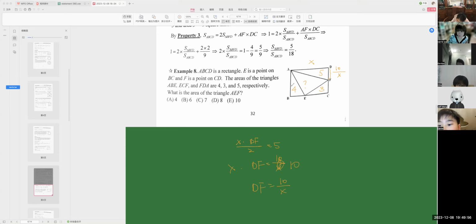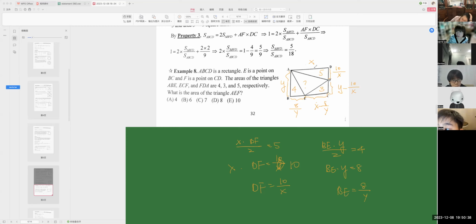Get it? Okay, because this one is 4, if I take AB equals Y, so BE equals what? That's the same thing. BE times Y divided by 2 equals 4, so BE times Y equals 8, so BE equals 8 over Y. Correct? So CE equals what? CE equals X minus 8 over Y, because CE plus BE equals X. But this one equals what? EC equals Y minus 10 over X. Do you get it, everybody?